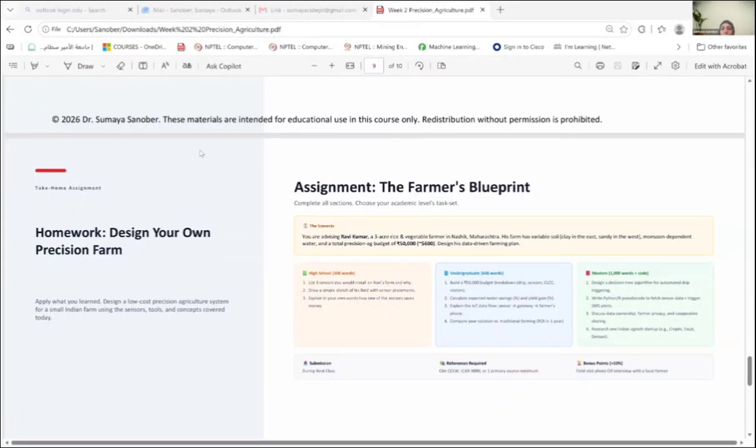If you see closely over here, I have mentioned that for high school students: write 300 words, list any 3 sensors that you should install in Ravi's farm and why. Draw a simple sketch of the field and where the sensors should be placed, and explain in your own words how these sensors can save money. You can choose the difficulty level based on your specialization. If you want to start with the very basic thing, you can just give me a simple diagram of how and where the sensors can be installed and how it is going to make a difference.